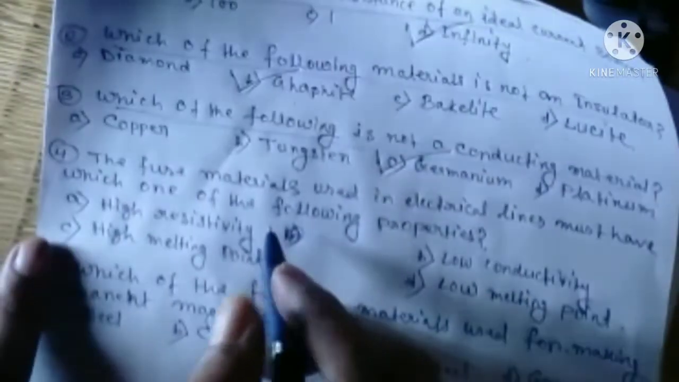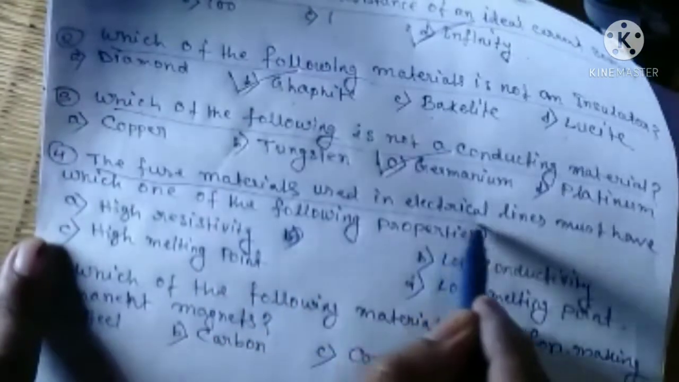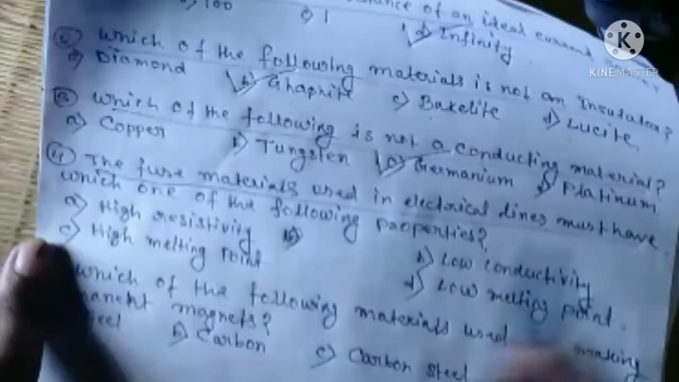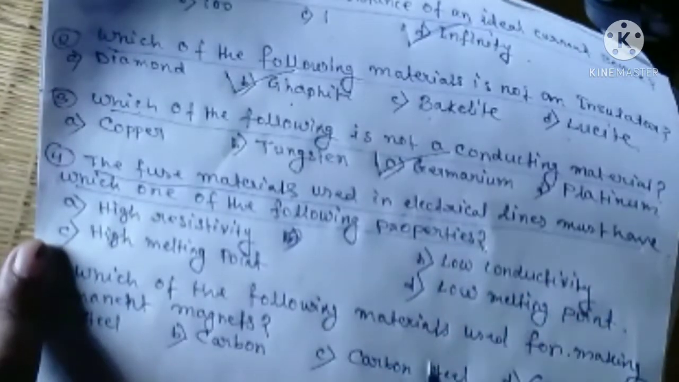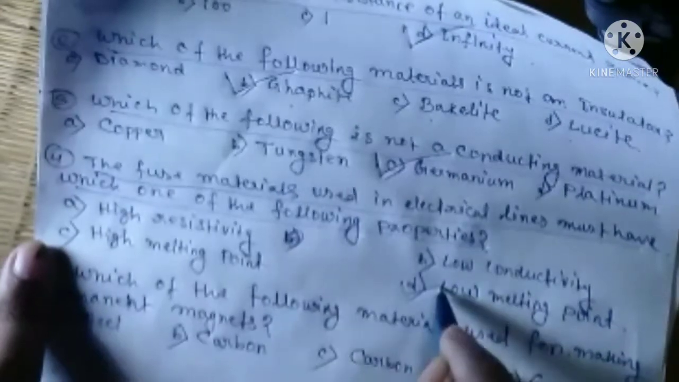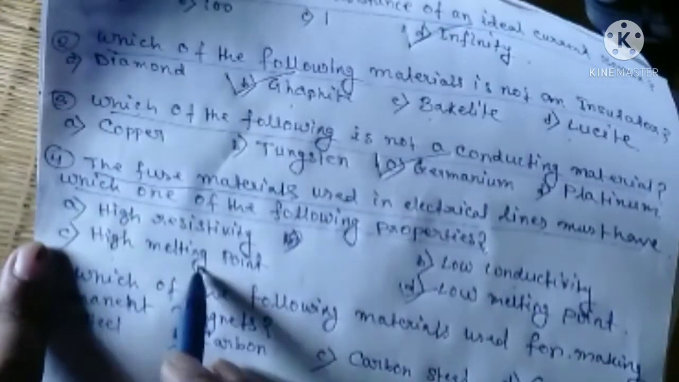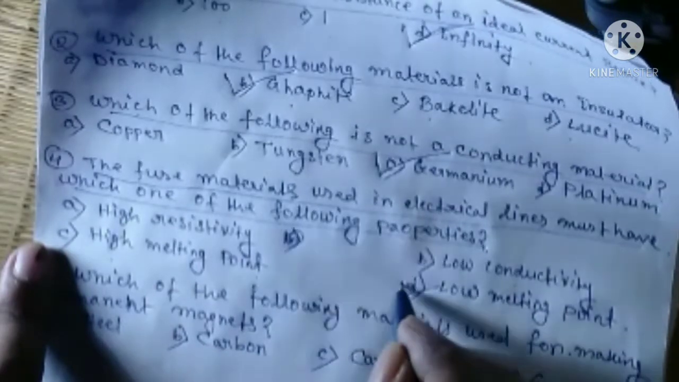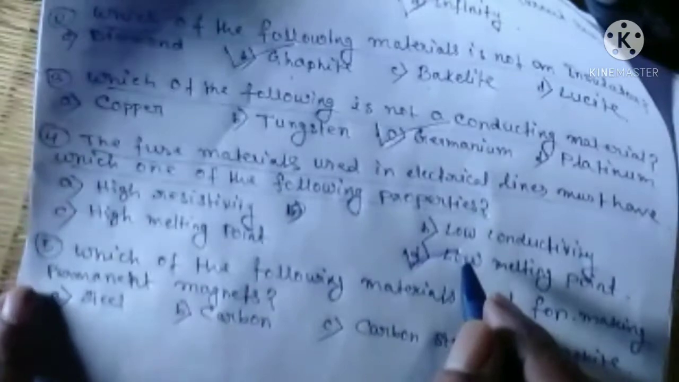So the next question is: the fuse material used in electrical lines must have which of the following properties? We know the property of the fuse is the low melting point. The options are high resistivity and low conductivity, high melting point, and low melting point. We know that a fuse has a low melting point. So here option D is the answer.